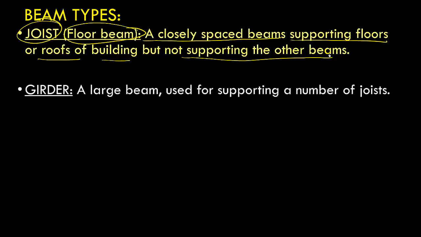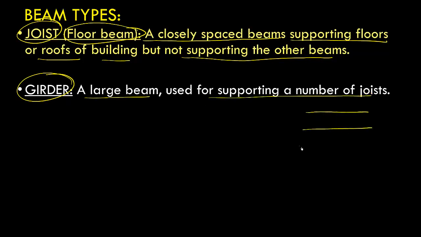Another example we have is a girder. So basically a girder is a larger beam, and that is used for supporting a large number of joists. So if I have these joists, and if these joists are supported by another beam, then we will call this beam a girder. And these are basically joists. So this is a joist.